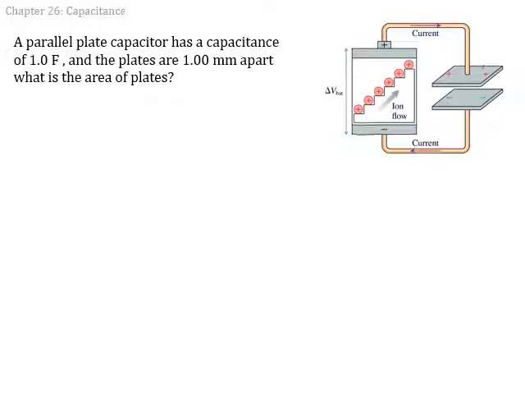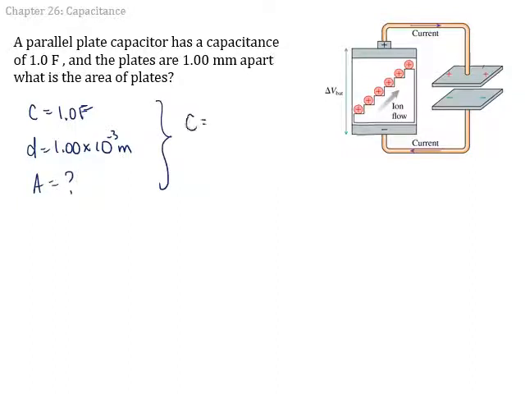Let's use an example now to get a sense of the scale of a farad. What does a farad mean? So let's say we have a parallel plate capacitor. It has a capacitance of 1 farad. The plates are 1 millimeter apart. That's not atypical. It can be smaller, but 1 millimeter certainly does happen. What is the area of the plates? So what is A if that's our capacitance and that's our plate separation?